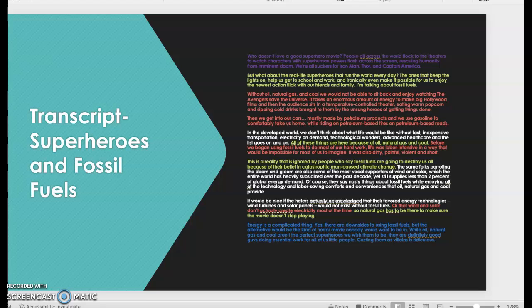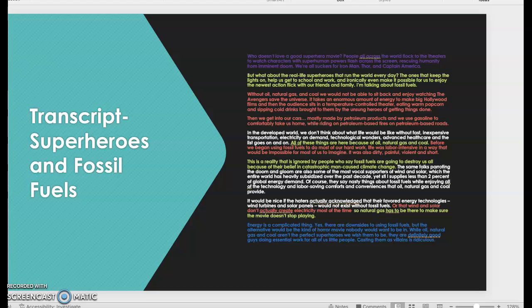A little further down in green, you see, "All of these things are here because of oil, natural gas, and coal." A bit further down, it says, "This is a reality that is ignored by people who say fossil fuels are going to destroy us all because of their belief in catastrophic man-made climate change." And finally, in green, "So natural gas has to be there to make sure that the movie doesn't stop playing." At the bottom, you see the conclusion, and in red, you see the reasons to support those claims and ideas.